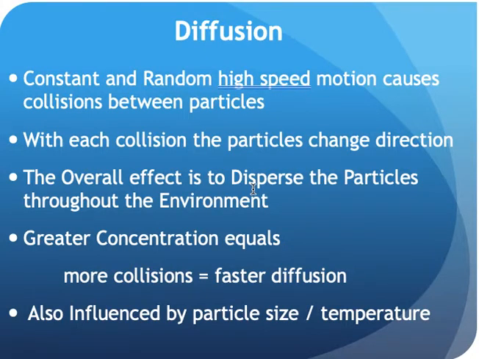So the overall effect is to disperse the particles throughout the environment. Greater concentration is going to equal more collisions. So if I have a lot more particles, they're going to bang into each other a lot more. It's going to help me with my faster diffusion. It's also going to be influenced by particle size. So if they're bigger, they're going to run into each other a little bit more. And it's also going to be influenced by temperature. Things are going to occur faster at a higher temperature.